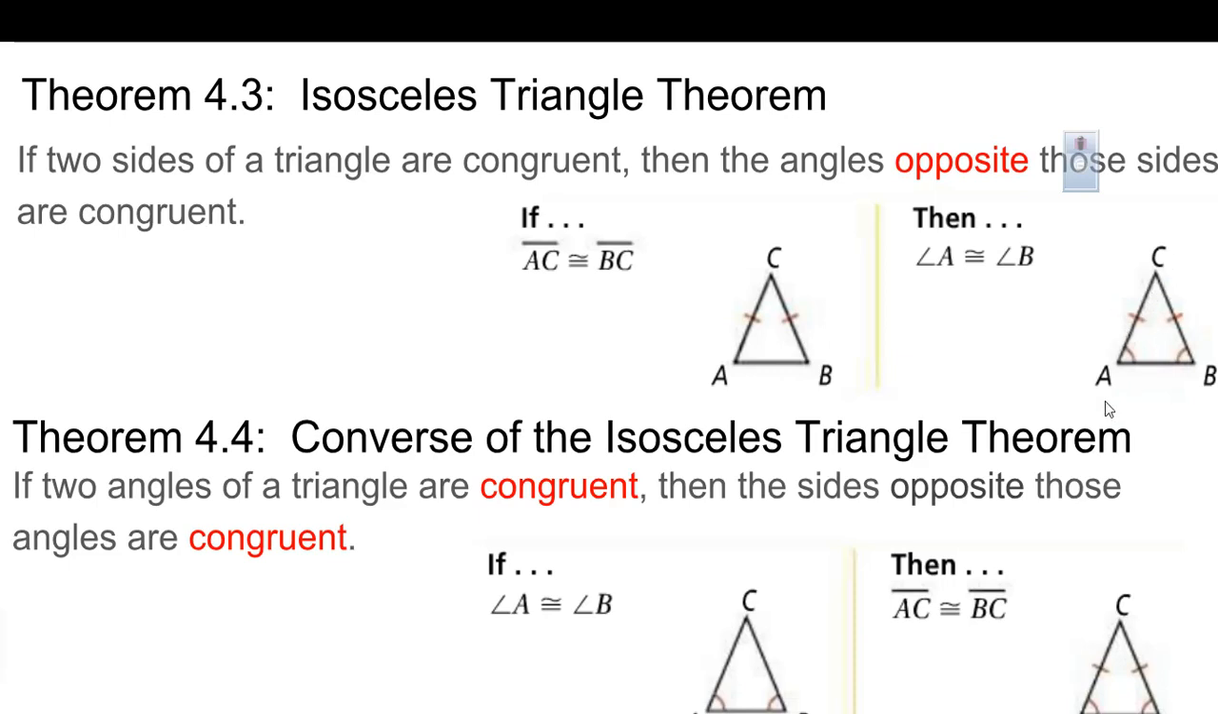Now the converse of the isosceles triangle theorem is if you have a triangle that's got two congruent angles, then the sides across from those angles are also congruent, which gives us the isosceles triangle.